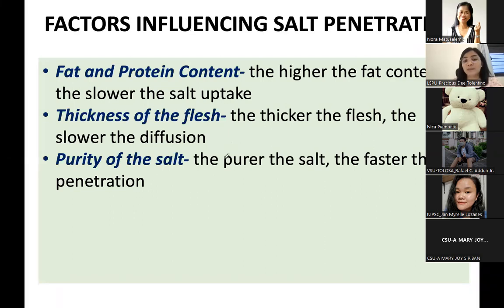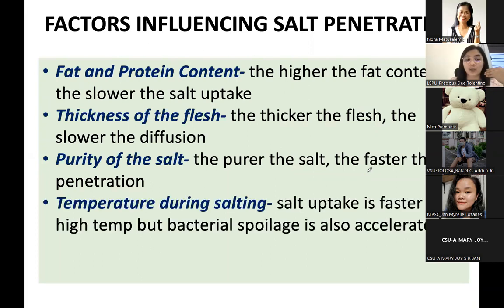Purity of the salt, the purer the salt, the faster the penetration. So when you use 99.9% salt versus yung sa mga coarse salt na may other mga traces of minerals pa, of course, faster yung sa 99.9% salt. And we have here the temperature during salting. Of course, the salt uptake is faster at higher temperature.